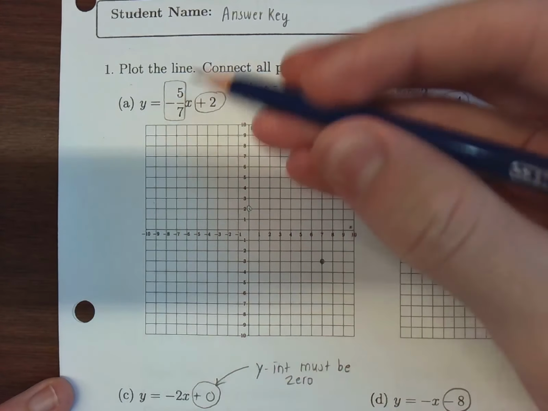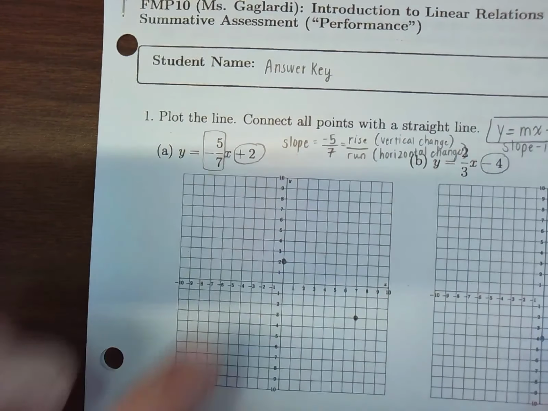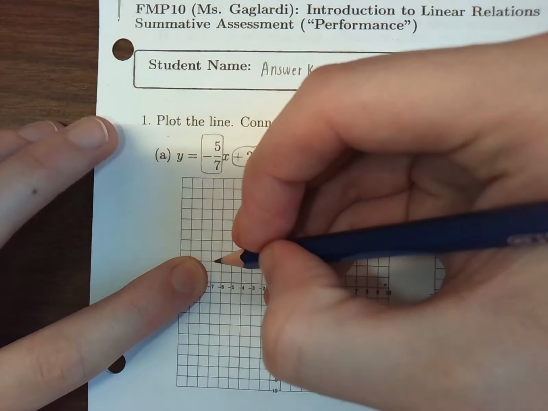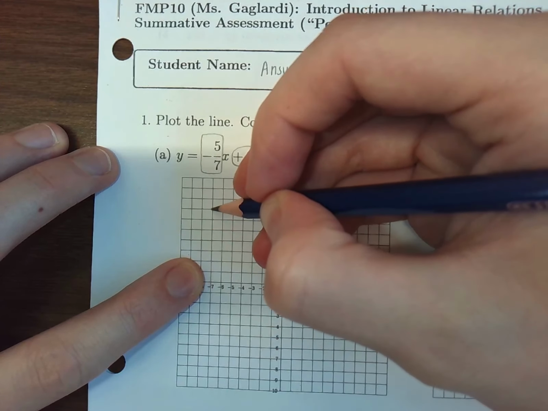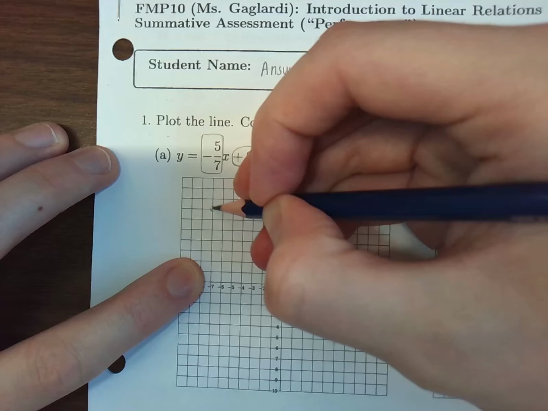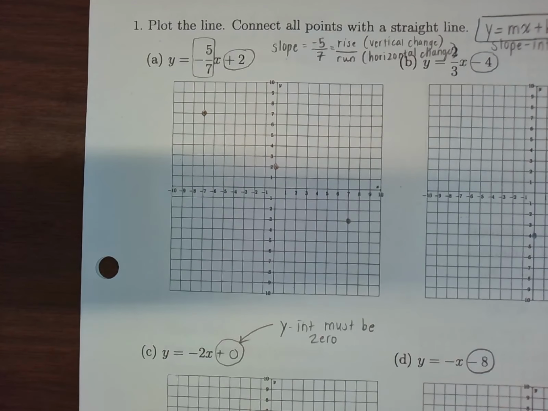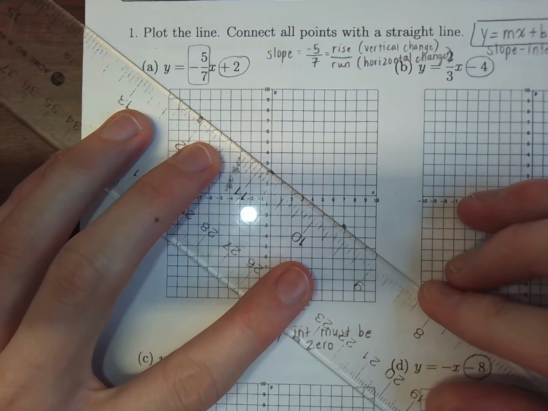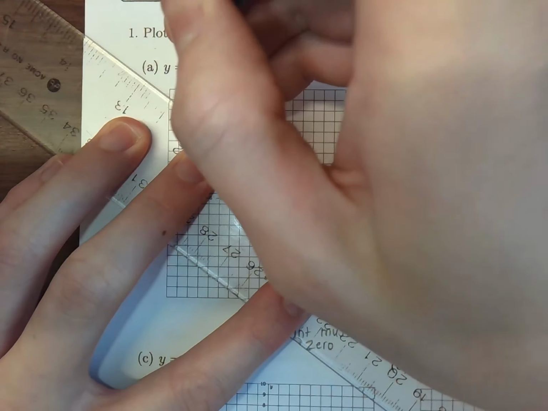I can just do another point too to help me draw my line better. When I go backwards 7, I have to go up 5. 1, 2, 3, 4, 5. And that gives me my linear equation, essentially. If I connect all of these points, then everything is great.